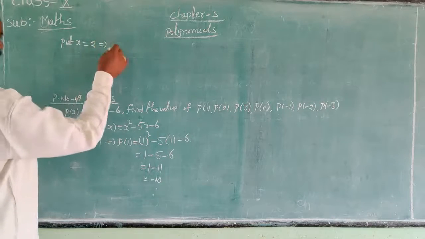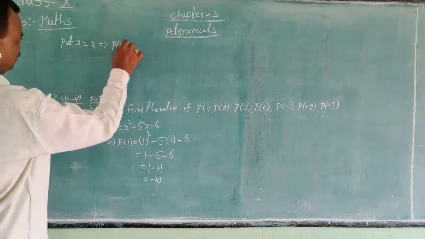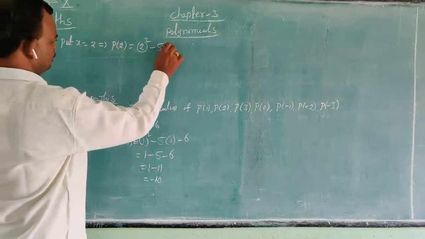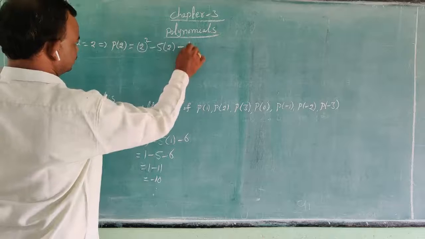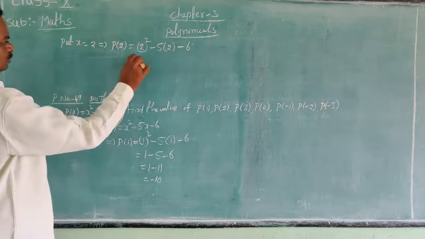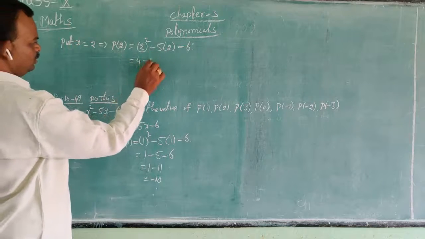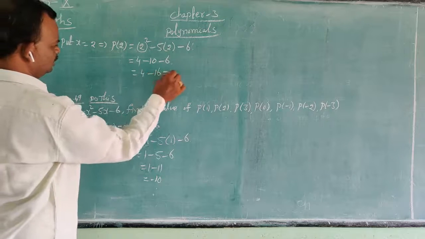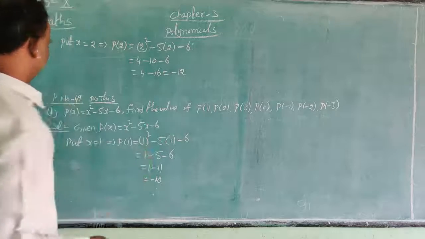That implies p of 2 is equal to 2 square minus 5 into 2 minus 6. That is equal to 2 2s are 4 minus 5 2s are 10 minus 6. That is equal to 4 minus 16, equal to minus 2.